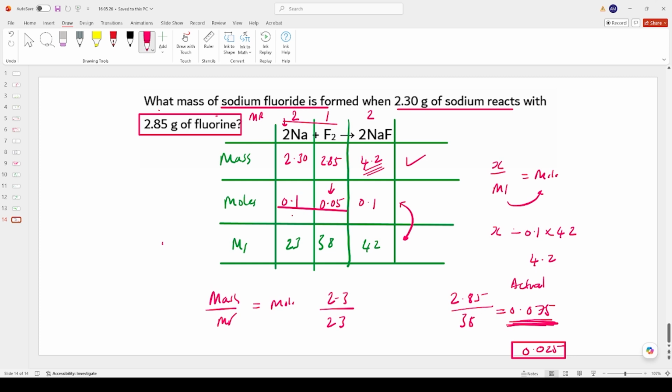Like for example, if this was 0.075, this will be 1. No, it won't. It will be 0.15. Right? That'd be 0.15. Now, if I did this calculation, if I did mass divided by 23, I won't get 0.15. So basically, what I would do in that situation is realize, oh, actually, it's the F2. So I think the moral of the story is it's just worth checking, because this question didn't say anything about limiting reactants. Should we do another one?